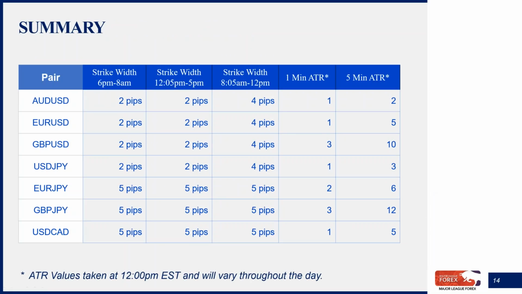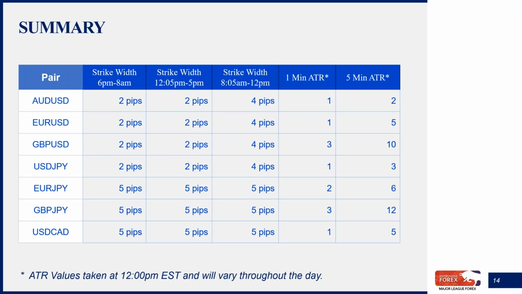So here are the 7 pairs: Aussie dollar, euro dollar, pound dollar, dollar yen, euro yen, pound yen, dollar CAD. I've broken this down. From 6 p.m. to 8 a.m., that overnight session, it doesn't matter where you are, this would be overnight. You can see that we have the 2 pip spreads, or we have the 5s. Looking at noon to 5 p.m., it carries over. It's exactly the same as the overnight: 2 and 5. Then we have the strike width between the chaotic times, where all the news releases are, and it's 4 pips and 5 pips for the respective pairs.